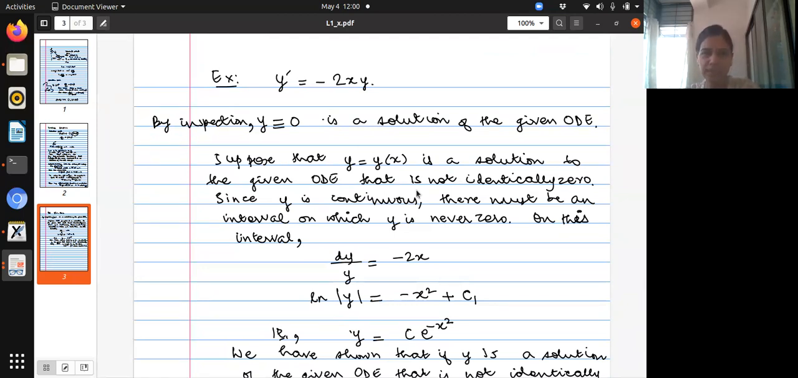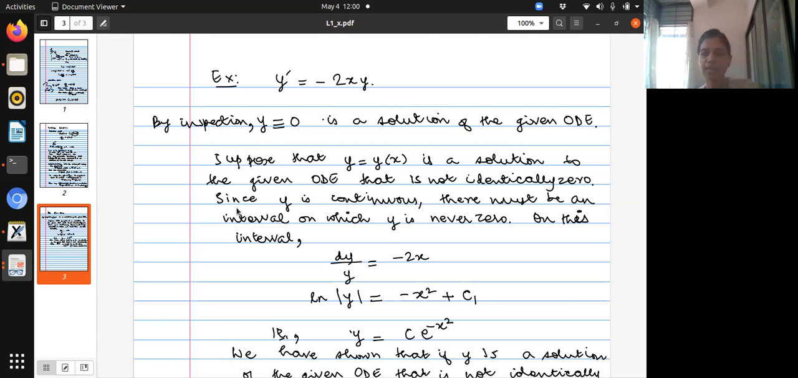Suppose you look at it. The first thing is that you notice that you need to divide by y. And the second thing is how to circumvent this problem. So the first thing is that you notice that y identically 0 is a solution. And let's suppose, we start with the assumption that there is a solution to the given ODE that is not identically 0. Because if y identically 0 is the only solution, then there's nothing to be done here.